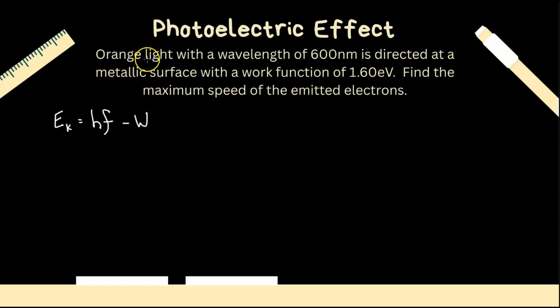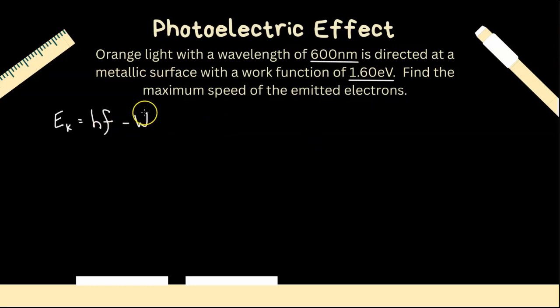So in this question we have orange light that has a wavelength of 600 nanometers, directed at a metallic surface with a work function of 1.60 electron volts. Find the maximum speed of the emitted electrons.